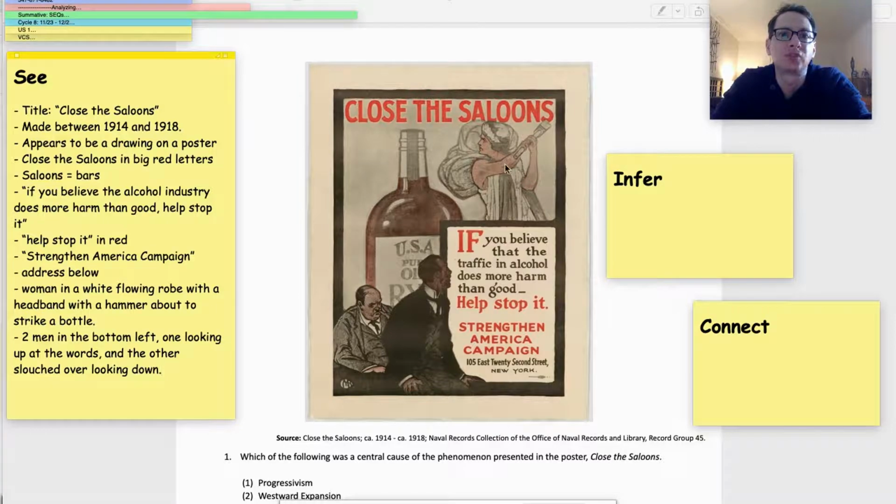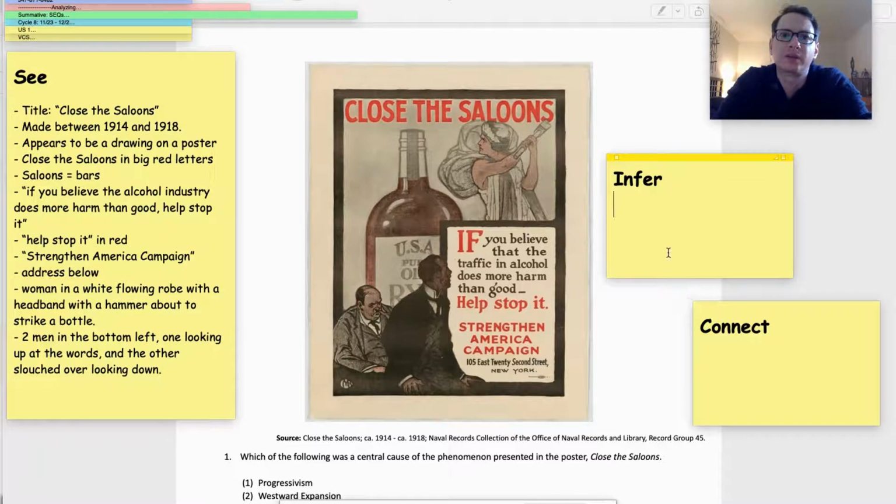In the background, I see what appears to be a woman wearing a white robe, as well as having a hammer in her hand, and it looks like she's about to strike a bottle. The label is covered, but based on the words that I just read, I can assume it is a bottle of some sort of alcohol. And lastly, I see 2 men in the bottom left, one looking up at the words, and the other is slouched over looking down.